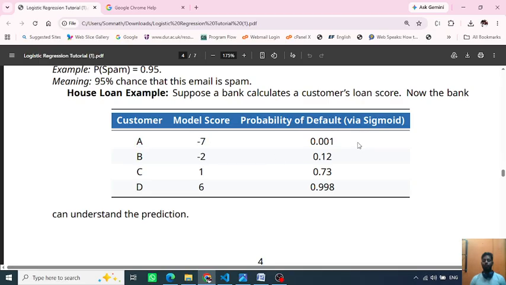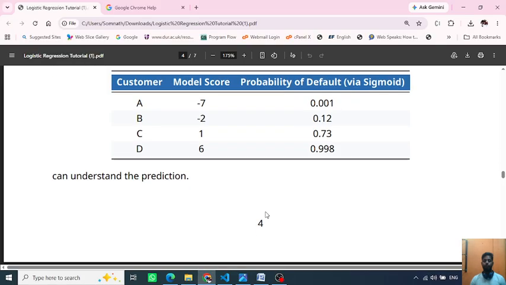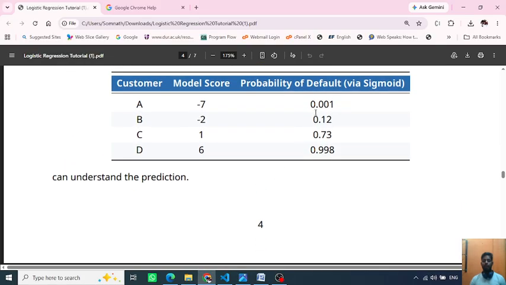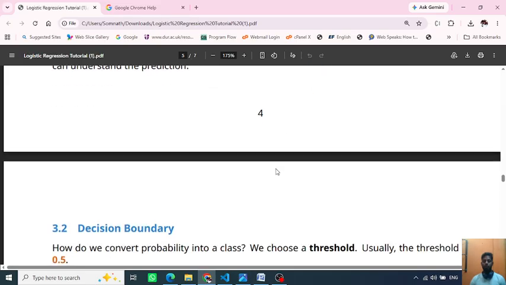and using sigmoid we transform this value like this. So from this data we can clearly understand this is a higher value. That means a higher chance of getting a loan than this, and then it's like this, and this one will not get any loan.